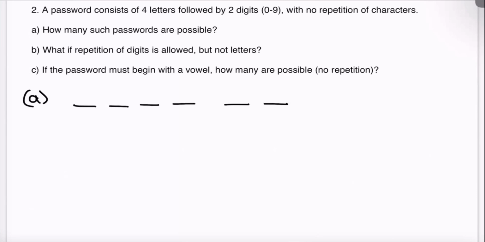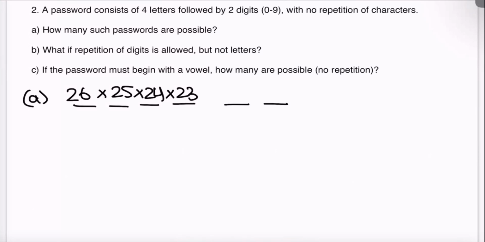Okay, so let's start with how many letters could possibly be the very first letter in this password. Well, there's 26 letters in the alphabet, so I'm going to say it's 26. Now, keep in mind it said there's no repetition of characters, so whatever character we chose for the first one can't be picked again for the second one. So now for the second character, there's only 25 possibilities. Then for the third one, now there's only 24 because whatever one we pick for the third character can't be one of the first two. And then for the last letter of the 4, it would be 23.